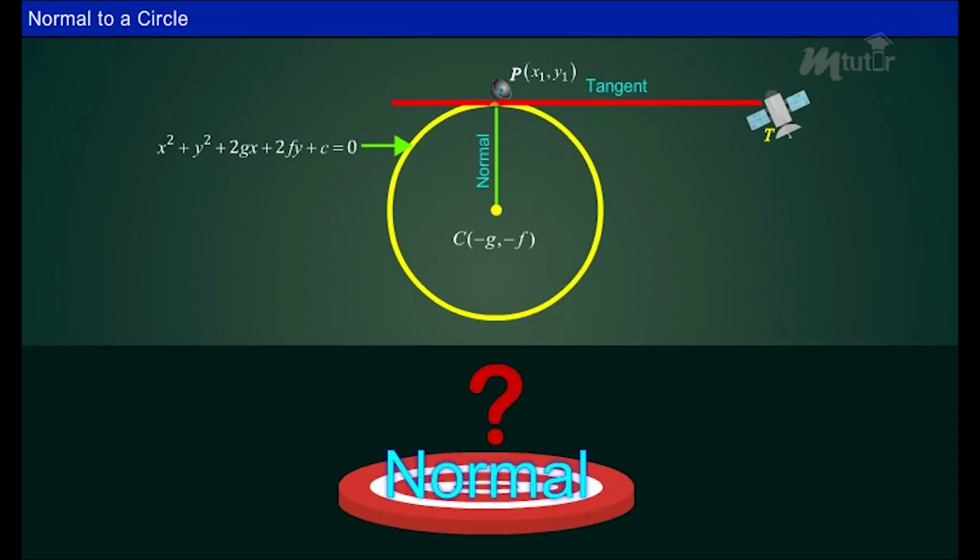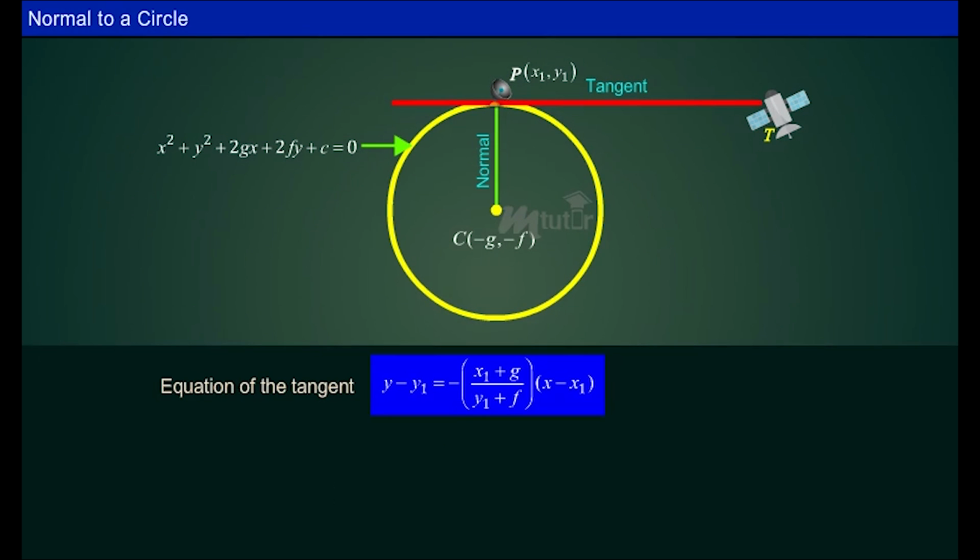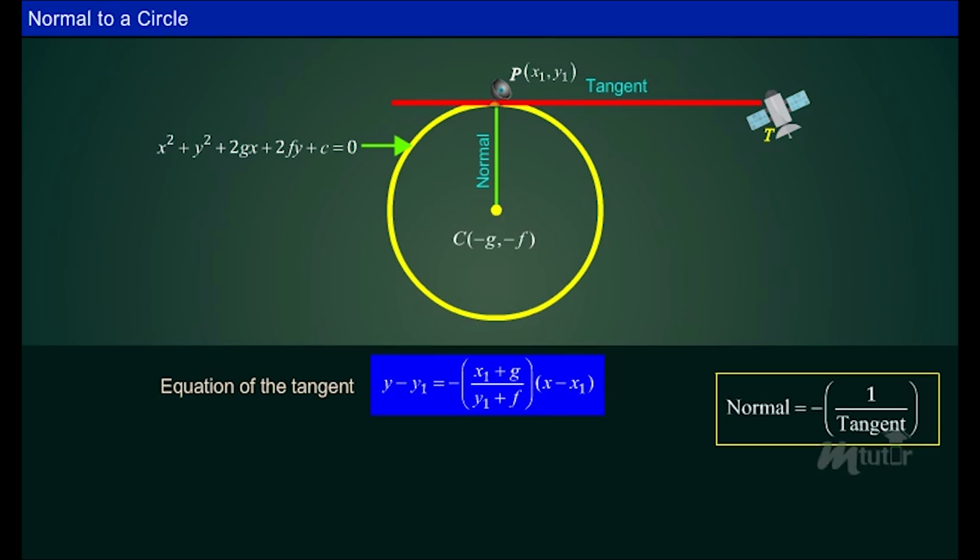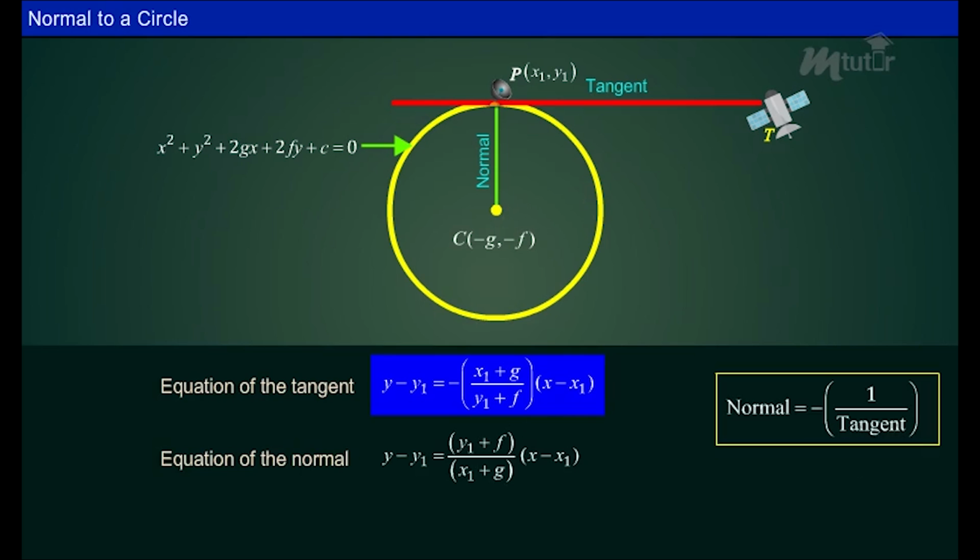Now, let us derive the equation of the normal to a circle. To find the normal to a circle, let us consider the tangent to a circle equation. We already know that the normal is nothing but the negative reciprocal of the tangent. Substituting the relation between the tangent and normal in the equation of tangent, we get as shown on the screen. Separating this equation, we get the required equation of normal to a circle.